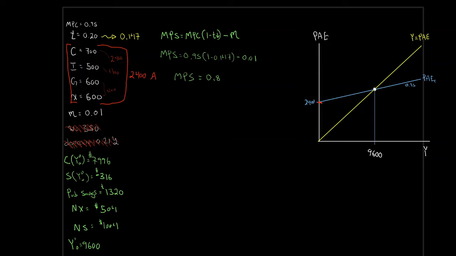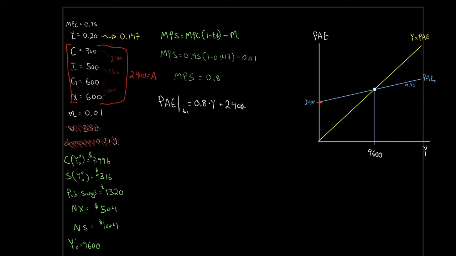Our autonomous expenditure, that stayed the same. So we have our new planned aggregate expenditure. I'll call this planned aggregate expenditure 1. Or alternatively, we can call it our planned aggregate expenditure given our new tax rate. And that's going to be marginal propensity to spend 0.8 times Y plus 2,400.